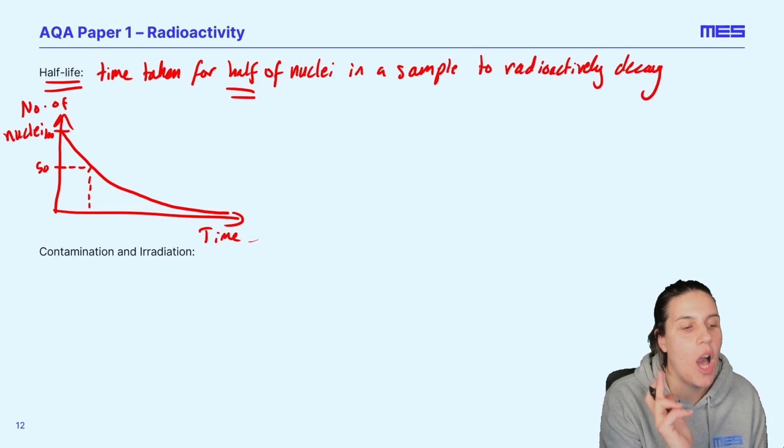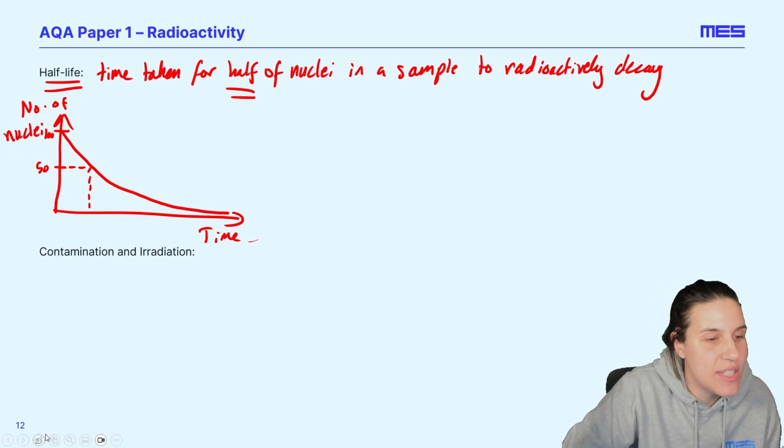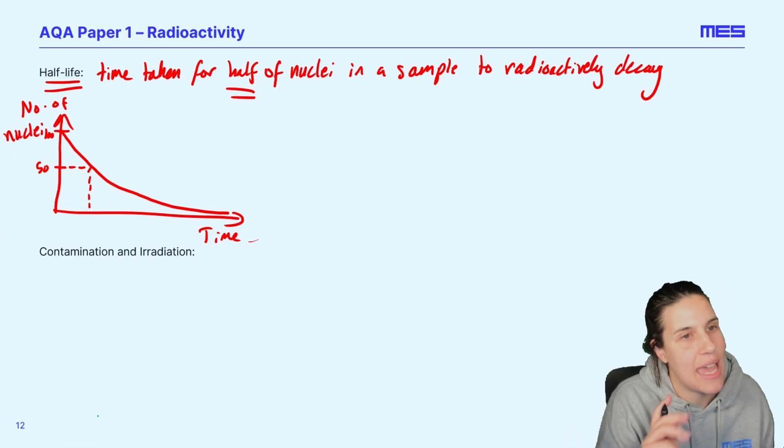Now, we can also talk about half-life in terms of activity. So activity is the number of decays per second.